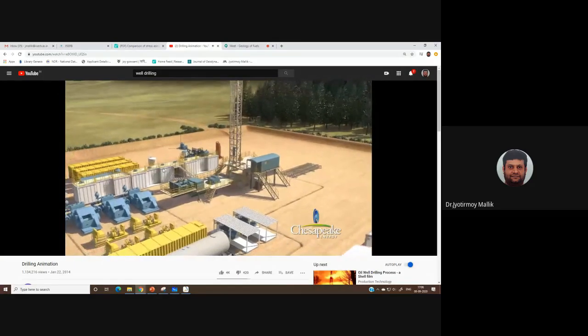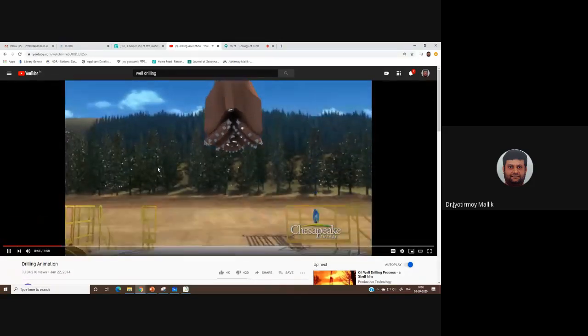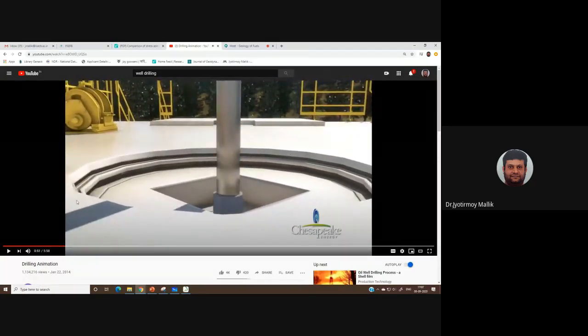You can see here, this is the drilling bit. These are all diamond bits, as you can see. This will essentially rotate and cut the material out from the subsurface. This is the drilling bit as you can see from the top. And through the platform, the drill bit is right now getting inside.